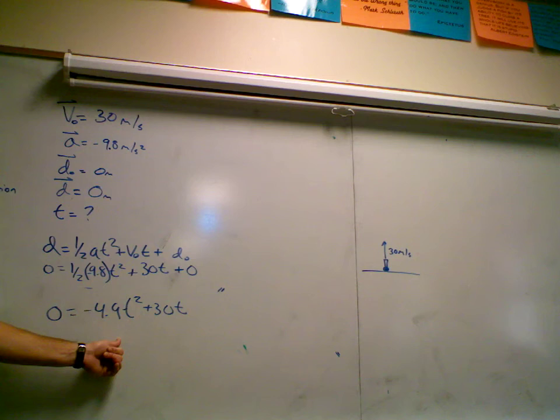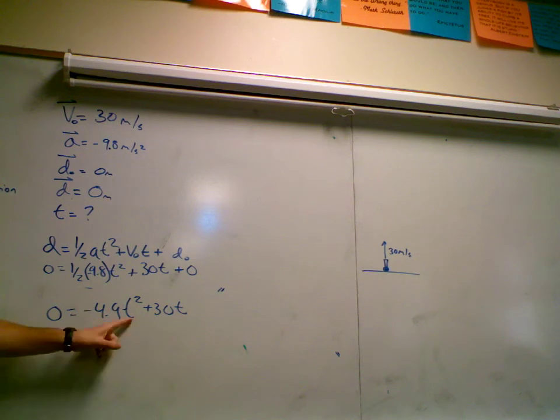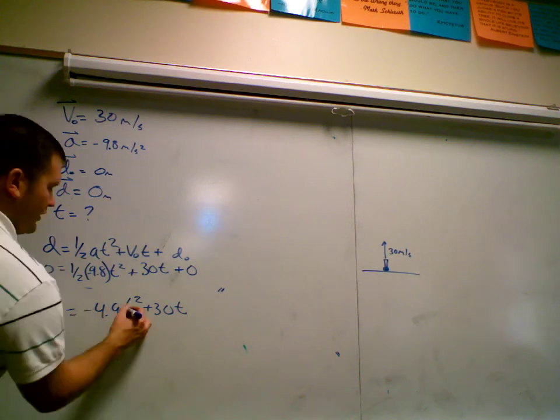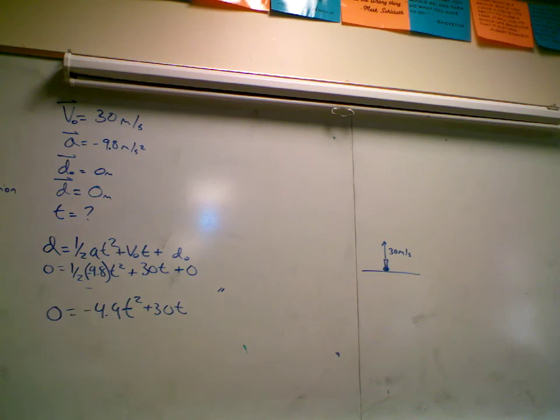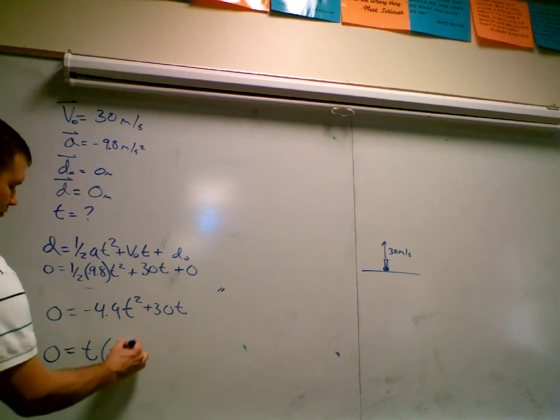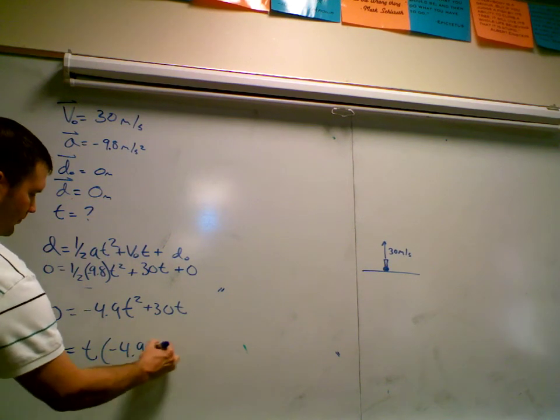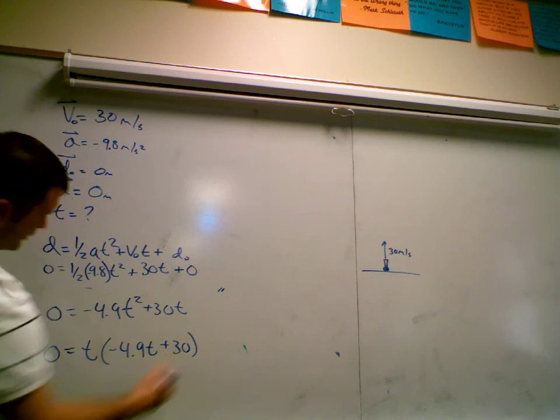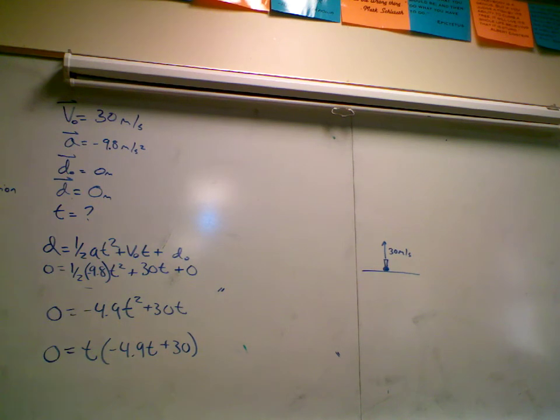Yeah. What's a common term? Negative 4.9, yep. What's a common term? T. I can take a T out of both. You can't take anything else out of it? Well, you could, but you'd leave more decimals for 4.9. Alright. Okay.